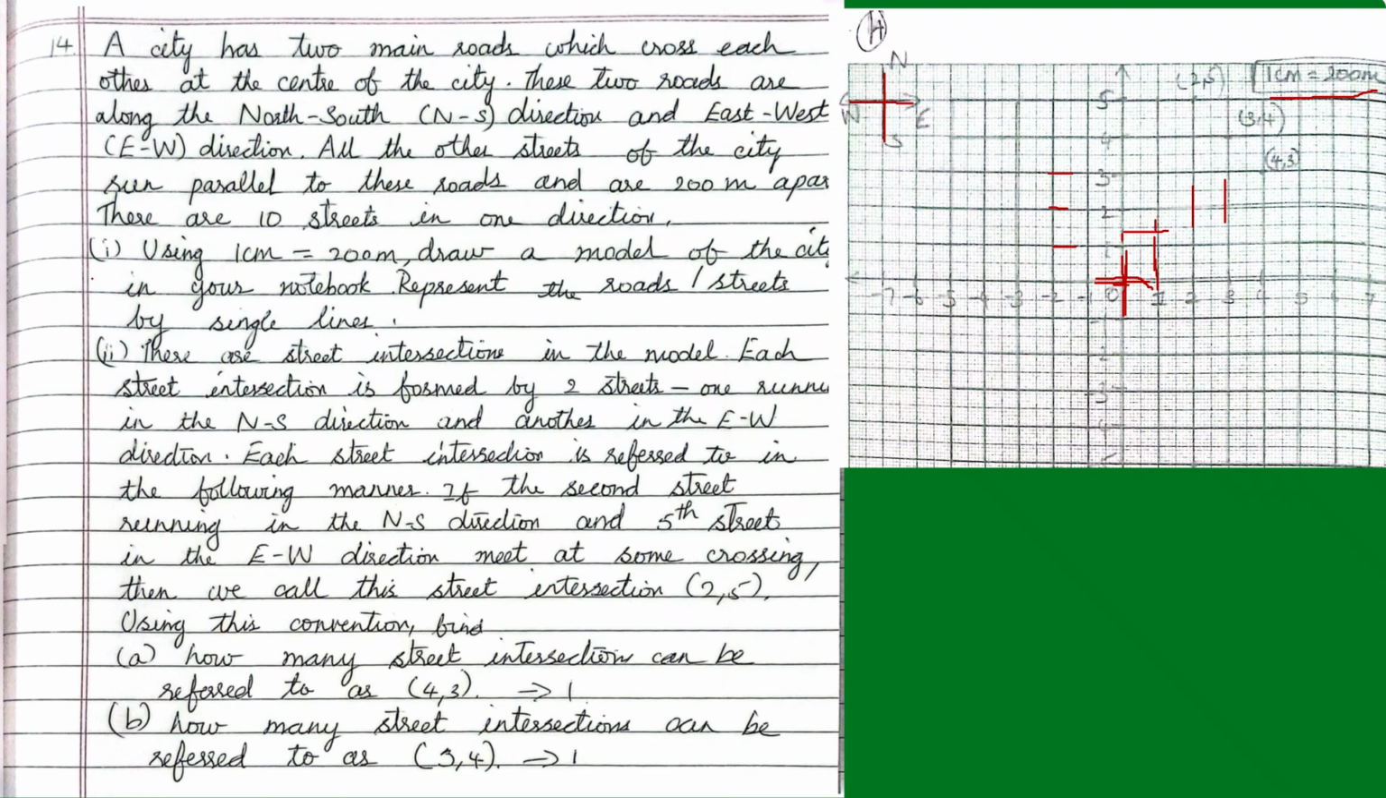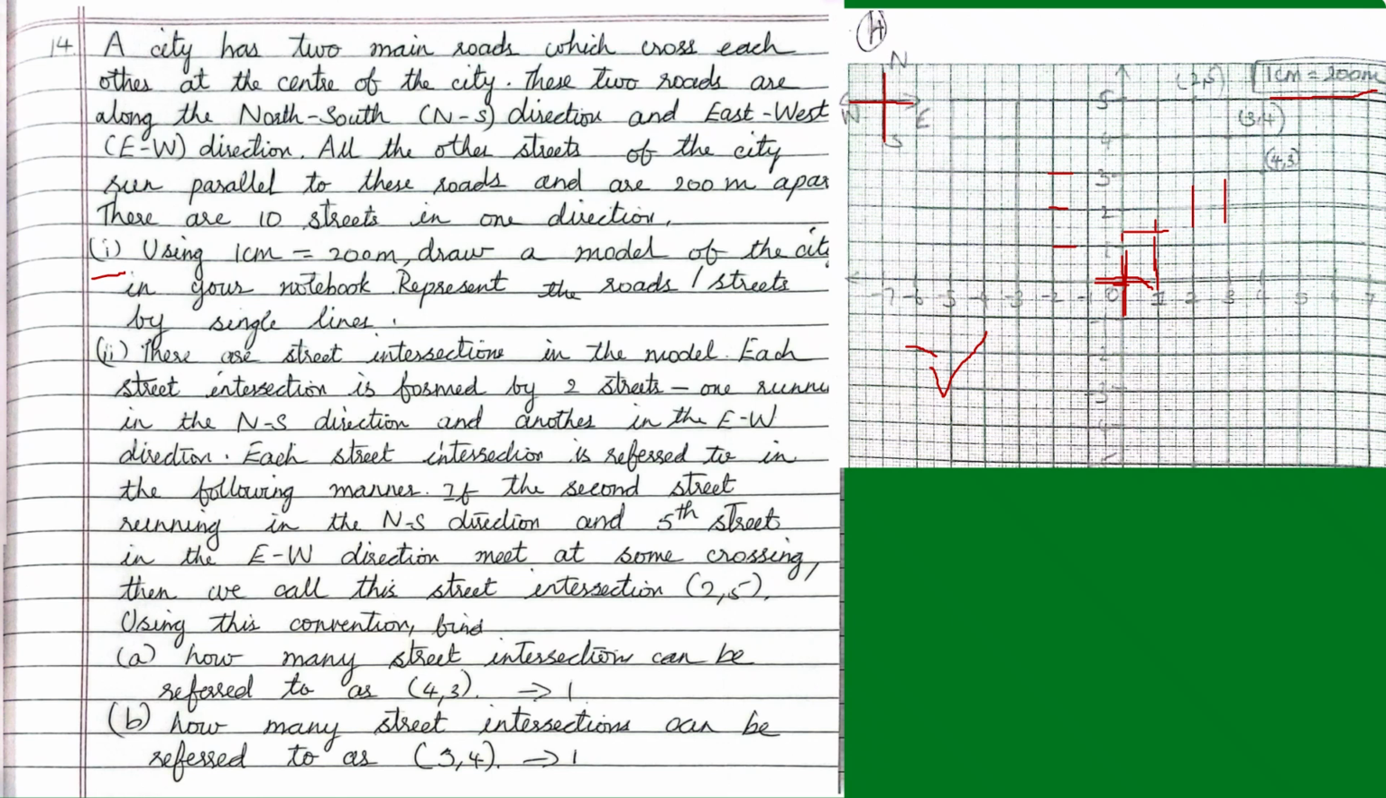So, what is the first question? Using 1 centimeter equal to 200 meters, draw a model of the city in your notebook. Represent the roads or the streets by single lines. This is the model of the city. Each one of these lines is a street or a road in the city.